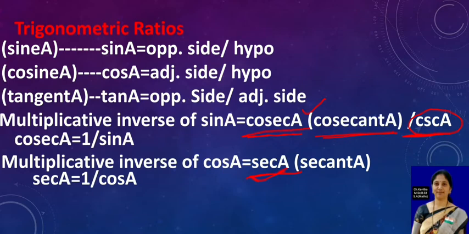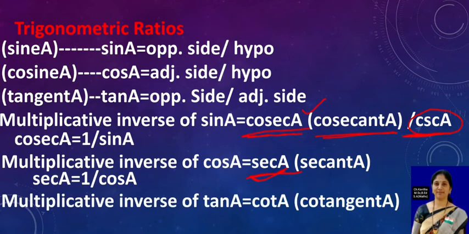Keep in mind, first we learn the three trigonometric ratios. After that, we are finding the multiplicative inverses of each and every one. Next, the multiplicative inverse of tangent A, that is tan A, is nothing but cotangent A. Simply we can write it as cot A. So cot A is equal to 1 by tan A. That means cotangent A is equal to 1 by tangent A. These are the 6 trigonometric ratios.